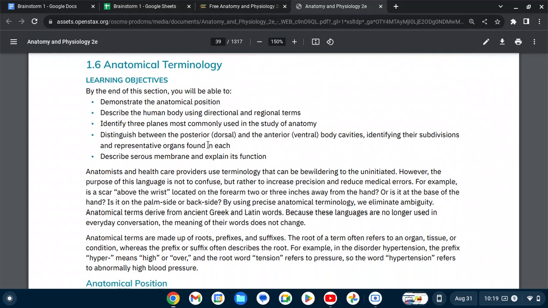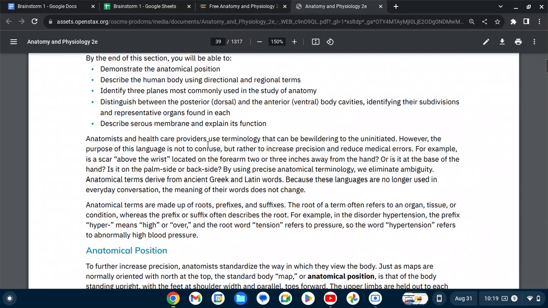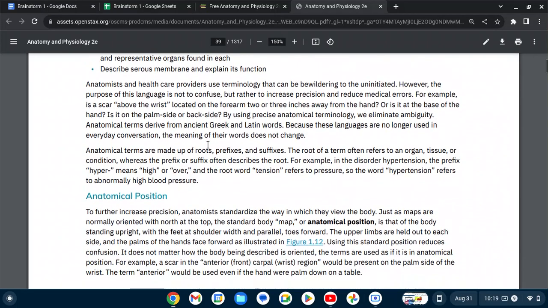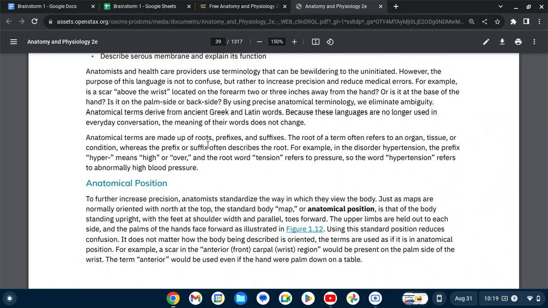1.6 Anatomical terminology. By the end of this section, you will be able to demonstrate the anatomical position, describe the human body using directional and regional terms, identify three planes most commonly used in the study of anatomy, distinguish between the posterior and the anterior body cavities, identifying their subdivisions and representative organs found in each, and describe serous membrane and explain its function. Anatomists and healthcare providers use terminology that can be bewildering to the uninitiated.